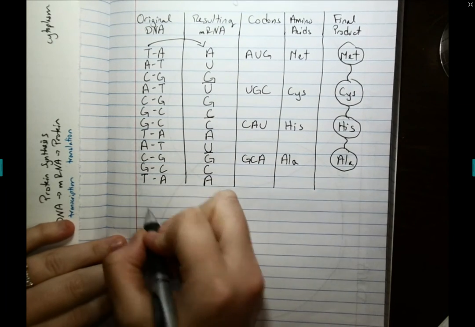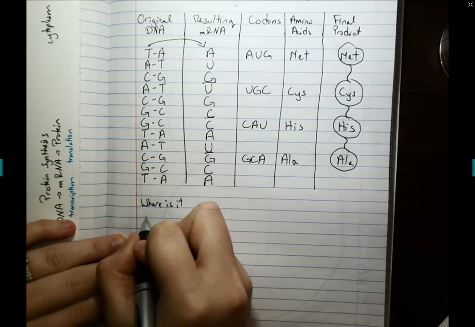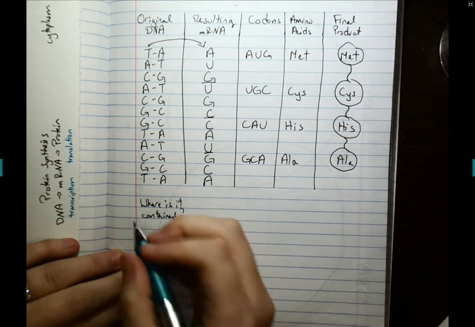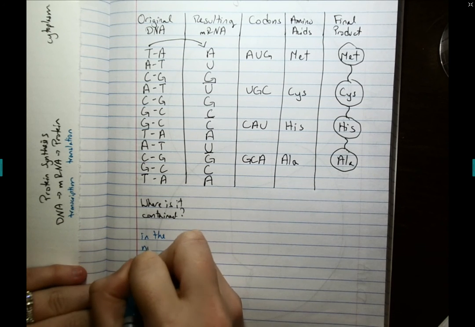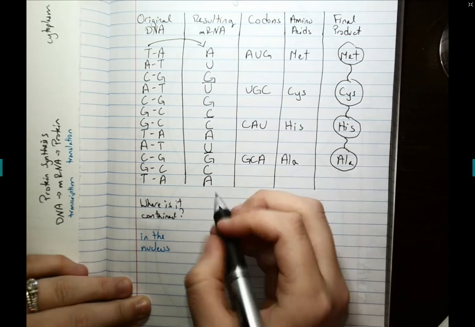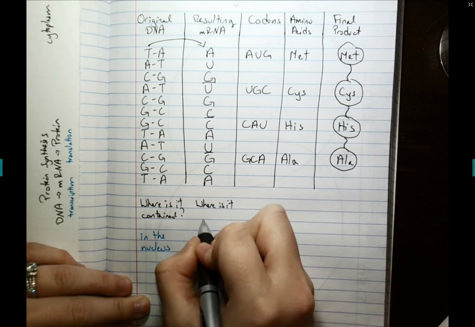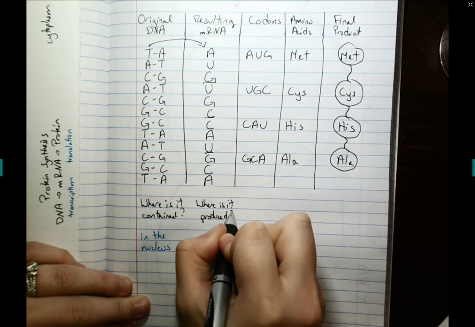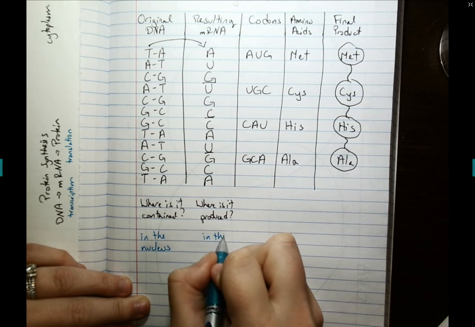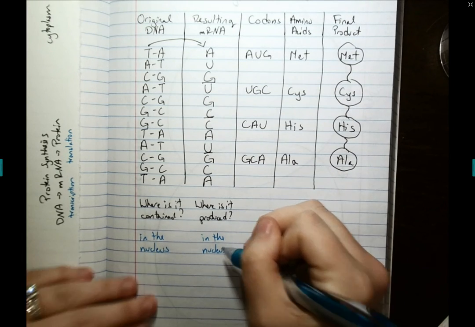So DNA, where is it contained? DNA is contained in the nucleus. The resulting mRNA, where is it produced? mRNA is produced in the nucleus. mRNA has to be made in the nucleus because that's where DNA is.